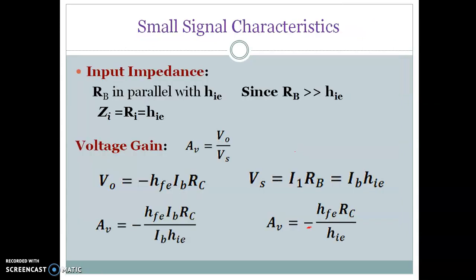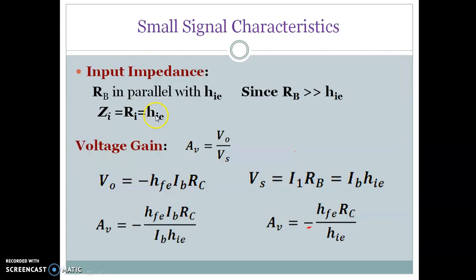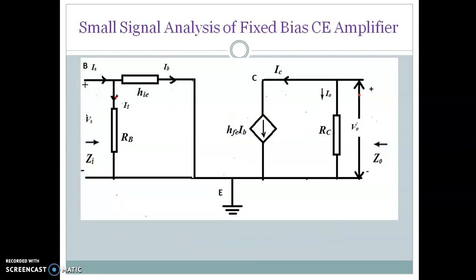Now the input impedance. The input impedance is the source seen impedance we have to find out. You can see this RB and HIE are in parallel. So ZI will be equal to RB parallel HIE. RB is a very large quantity compared to HIE, so the input impedance will be approximately HIE, because when two resistors are in parallel, the equivalent resistance will be close to the lowest one. HIE is going to be the lowest one, so your input impedance is approximately HIE.